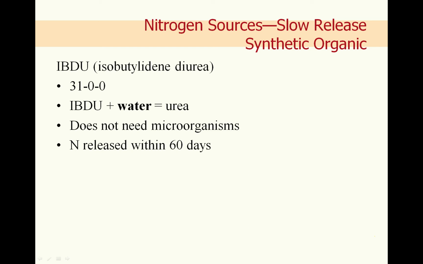So IBDU, 31-0-0, 31% nitrogen, is released. The only requirement for the release is water. So with this product, you would want to make sure there was plenty of moisture available so that it could be released as urea. Now it's still a slow release product, but it's not as slow as some other products, so the nitrogen will all be released in about 2 months. There's no need for microorganisms for release.